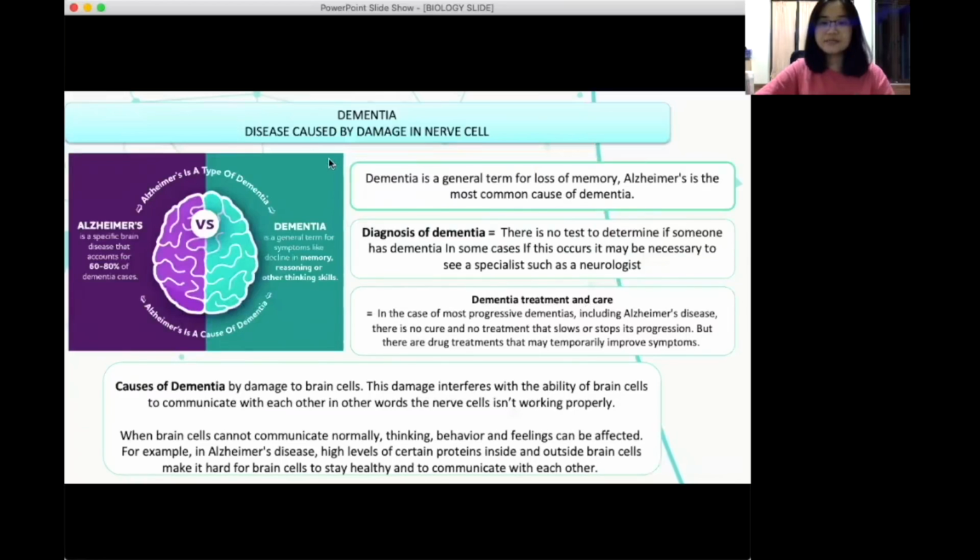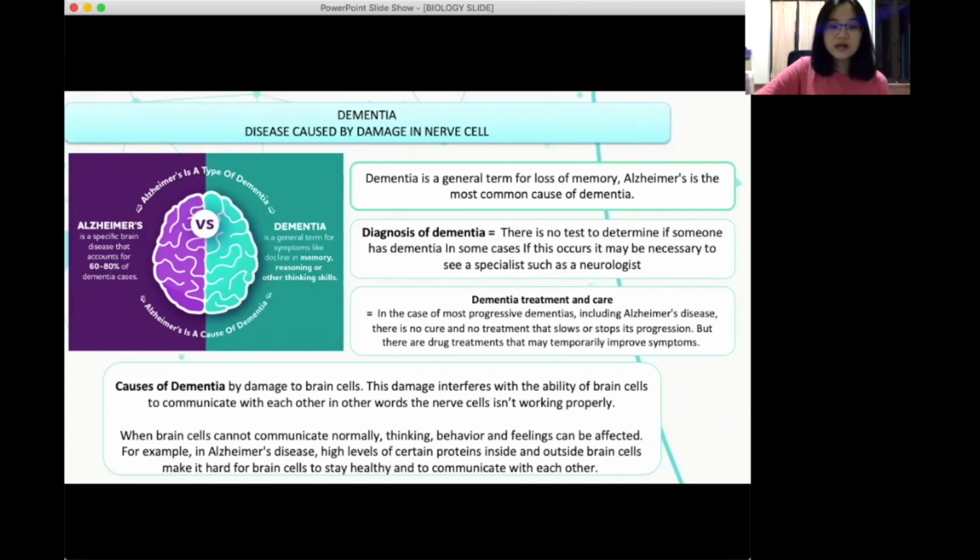Now we will talk about what kind of diseases occur in human cells. The first is dementia. Dementia is caused by damage in nerve cells because they lost their ability to communicate normally, so all of the behavior, thinking, and feeling will be affected. We also call this kind of disease memory loss, and Alzheimer's is one of the most common causes of dementia. Unfortunately, there is no test to determine this disease, and it also has no cure, but there are some drug treatments that will help you temporarily to improve the symptoms.